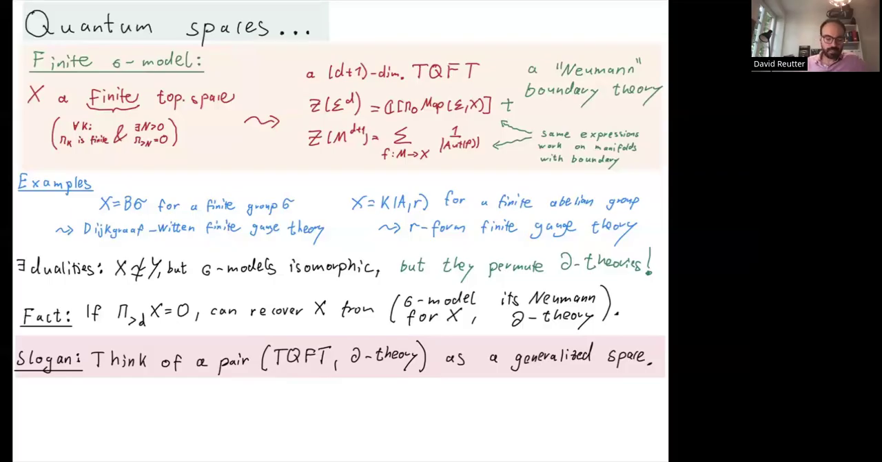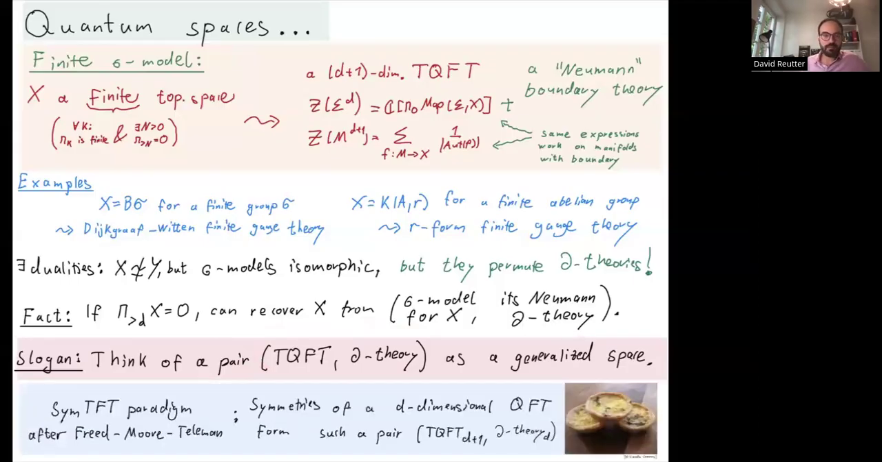Now, this is only, of course, interesting if you say, oh, I do care about these tuples of a TQFT together with a boundary theory. And I want to argue from two perspectives why such pairs are interesting and important in quantum algebra and quantum symmetries, even if they do not arise from topological spaces. And the first is the so-called SymTFT paradigm. I wrote here after Freed and Teleman. This is the formulation of Freed and Teleman. I think the paradigm itself is much older in physics.